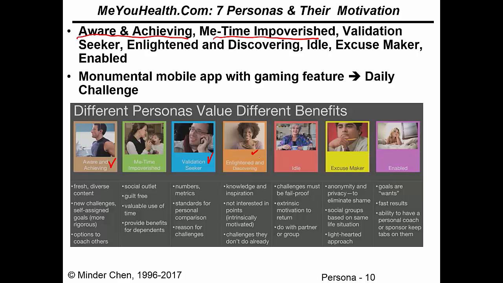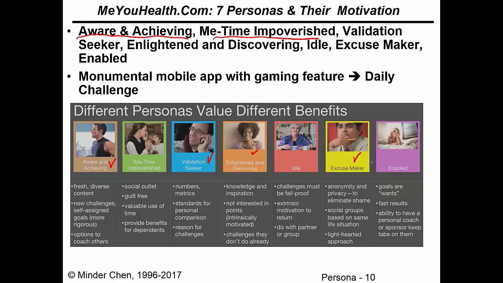And the sixth persona is excuse maker. They always say I'm too busy, I have work and have whatever, and don't have time to exercise. A little bit like the me time impoverished, but this may be the workaholic. Enable are people who actually need a little bit of push and help to get them started. So a personal coach or some kind of sponsor may help them to move in the right direction.